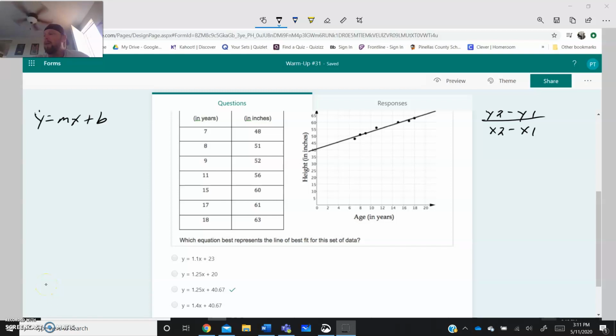Hey guys, warm up number 31. I'm gonna run through the answer, try to knock it out pretty quick. Looking at it, which equation best represents the line of best fit of the data.